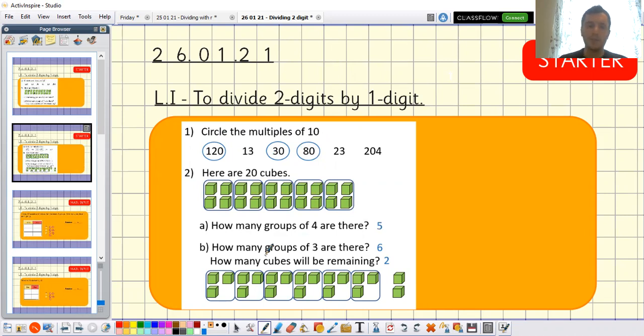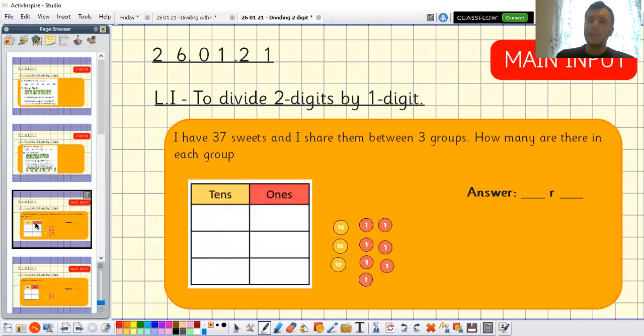And how many groups of 3 would there be? And how many cubes would be remaining? So I regrouped them into groups of 3. 1, 2, 3, 4, 5, 6 groups of 3. Now that makes 18, which means there are 2 remaining to make that total of 20 cubes. Well done if you managed to have a go at those, particularly that last one with a remainder, which is a slightly trickier challenge. So let's move on to what we're going to be working on today.